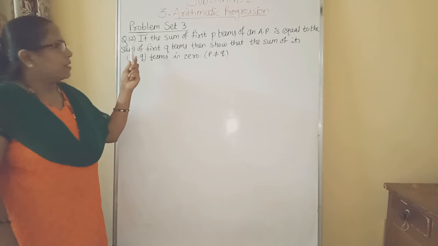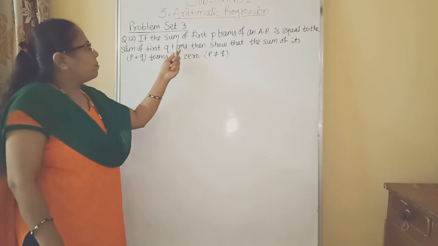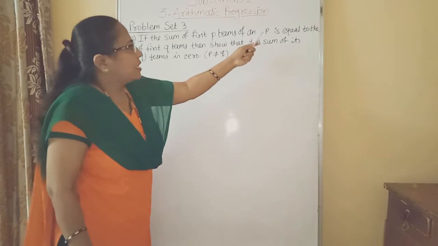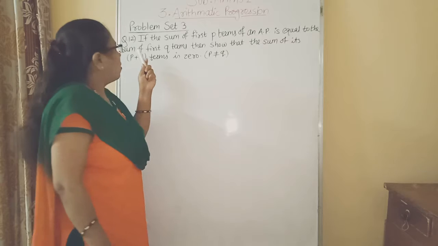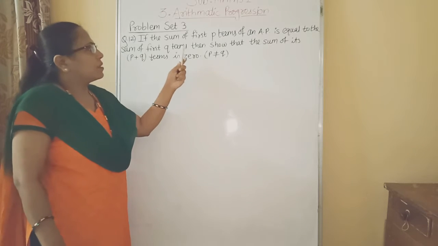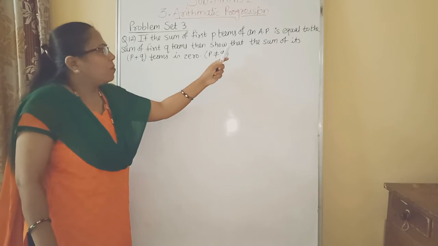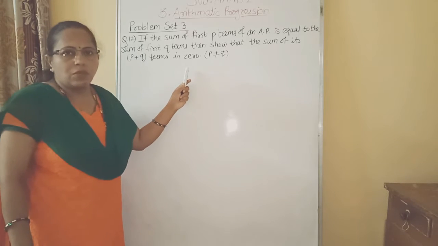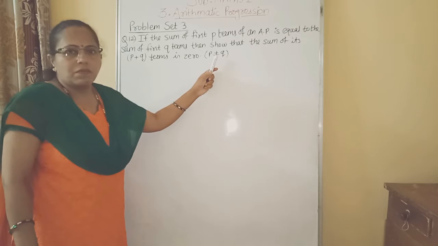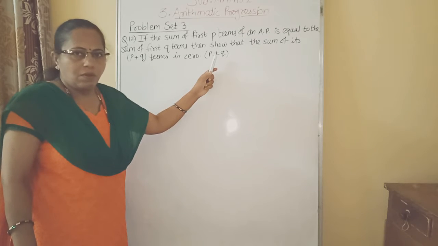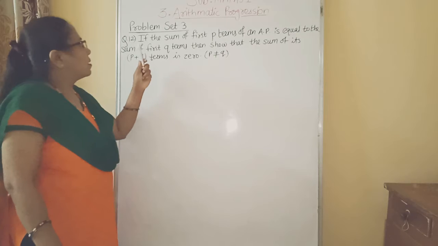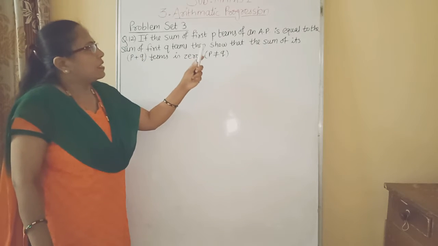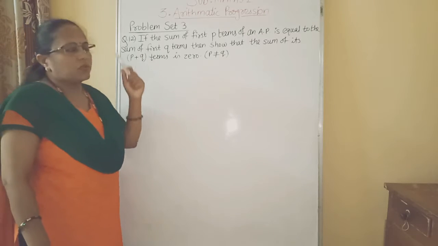Question number 12. If the sum of first p terms of an AP is equal to the sum of first q terms, then show that the sum of its p plus q terms is 0, where p is not equal to q. Okay. So here the sum of first p terms of an AP is equal to the sum of first q terms.